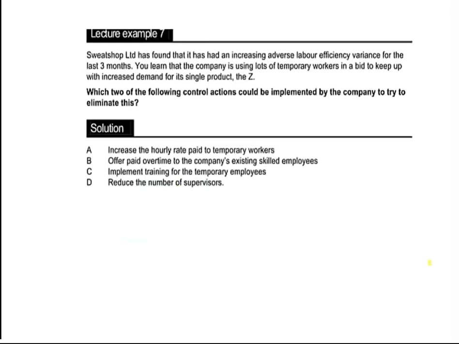In example 7 then, we can see a question where we need to apply our knowledge about the causes of variances. So a sweatshop has found that it's got an increasing adverse labour efficiency variance for the last 3 months. So it's using lots of temps to keep up with demand for its products, and as a result the products are taking longer to manufacture.